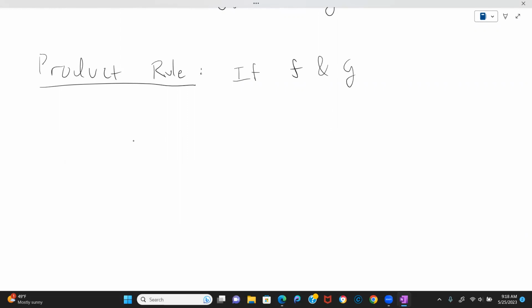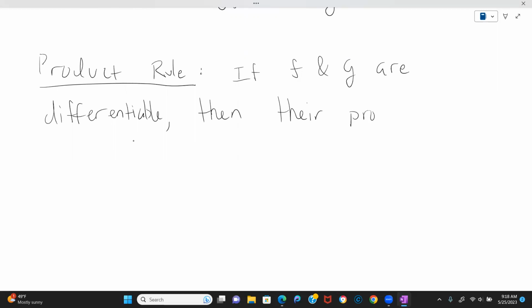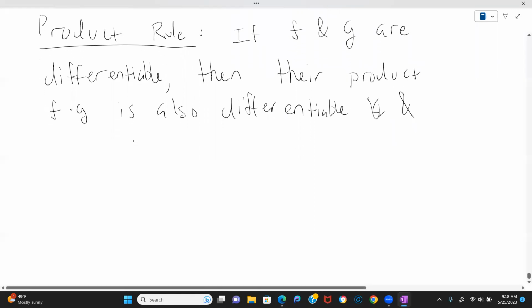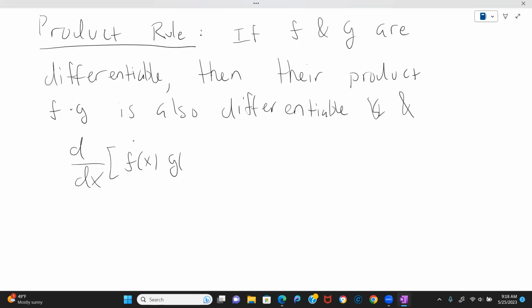So if f and g are differentiable, then their product f times g is also differentiable. And not only that, but we can compute the derivative. So what is the derivative of the product going to be? If you haven't seen this before, it might look odd that this is the right formula, but mathematically speaking, or logically speaking, it just is.